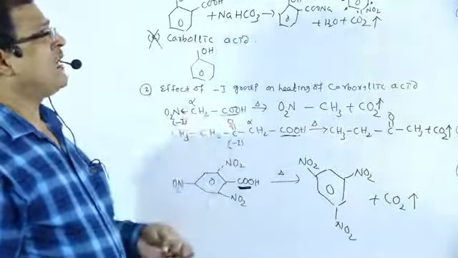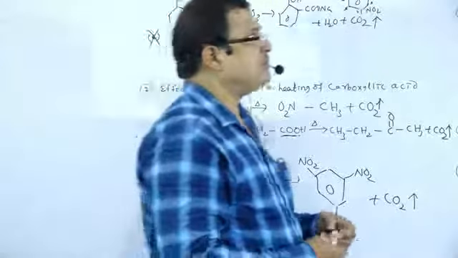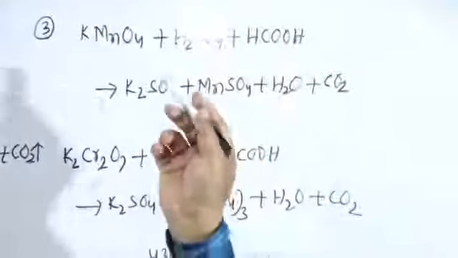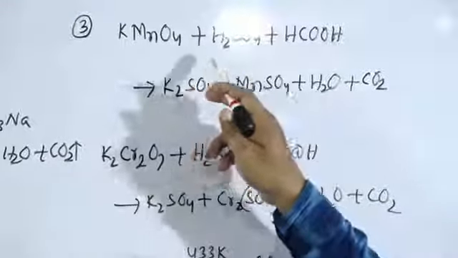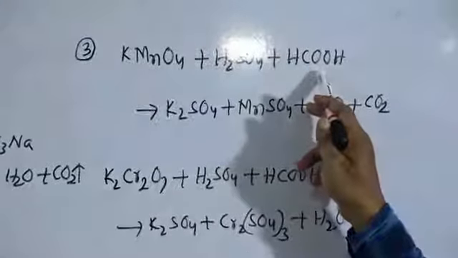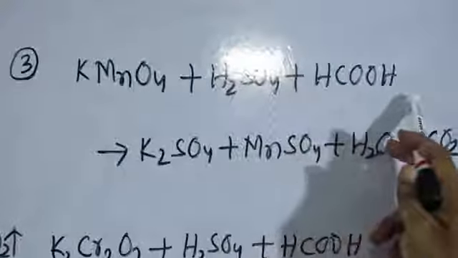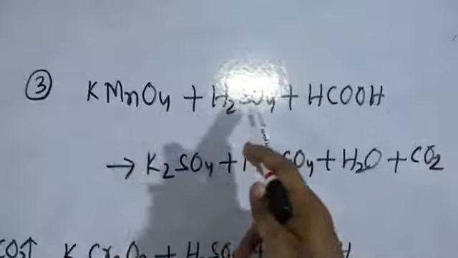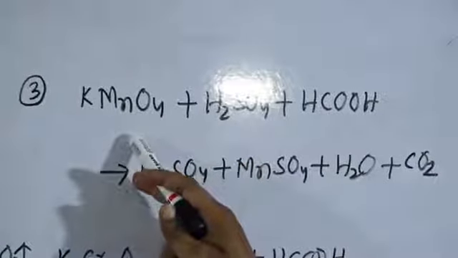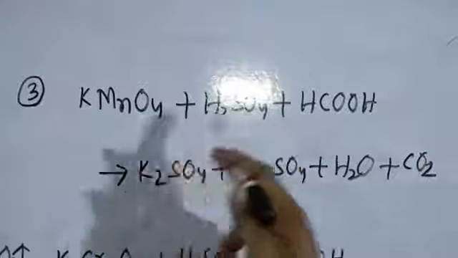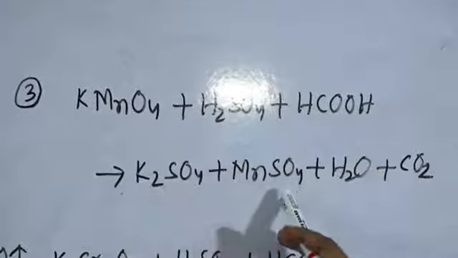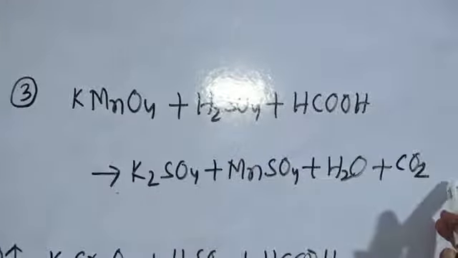Next we'll go for the third question. In this case, formic acid will act as a reducing agent. This is KMnO4 with sulfuric acid, acidified potassium permanganate. With formic acid, there is the formation of K2SO4, MnSO4, water, and carbon dioxide gas is released.